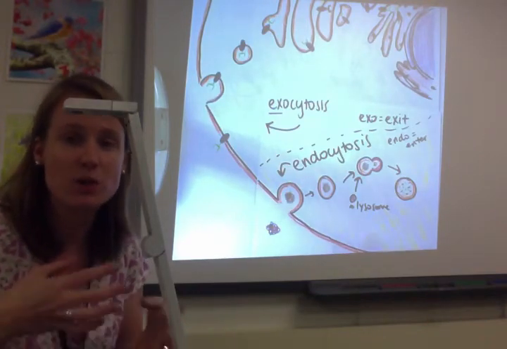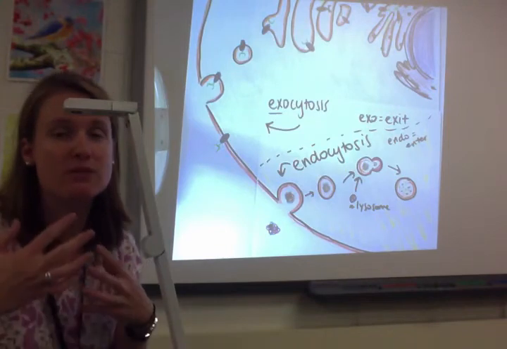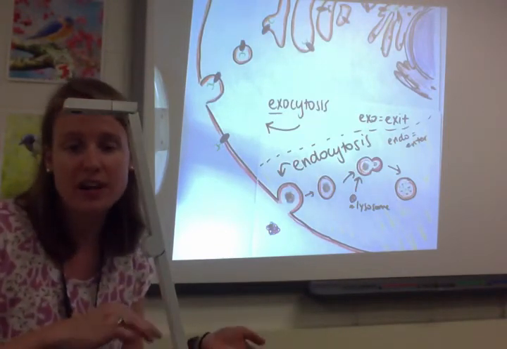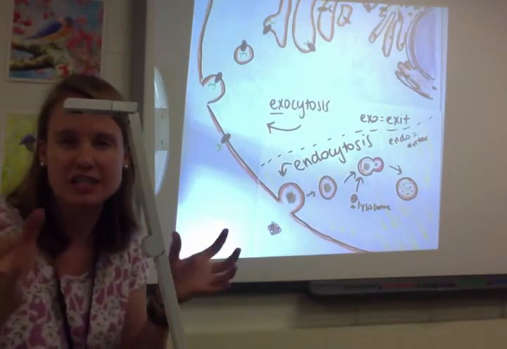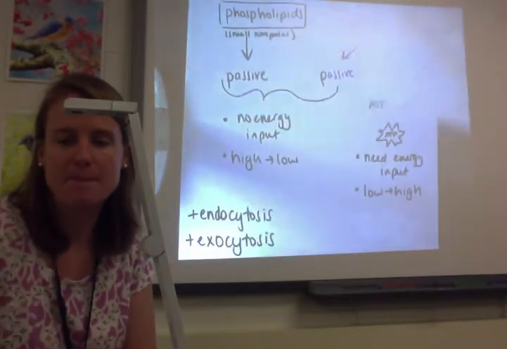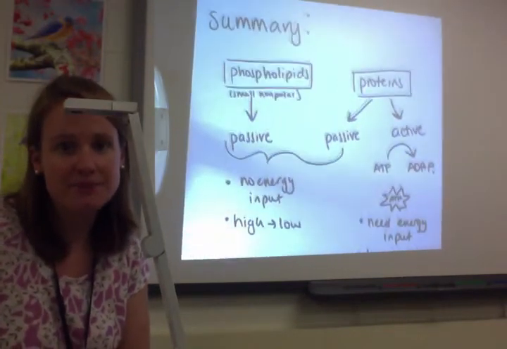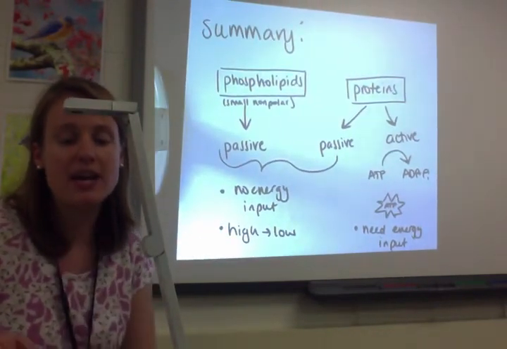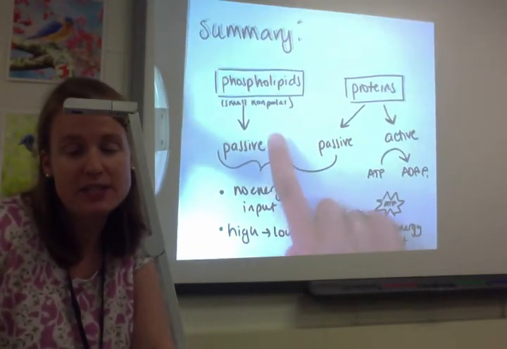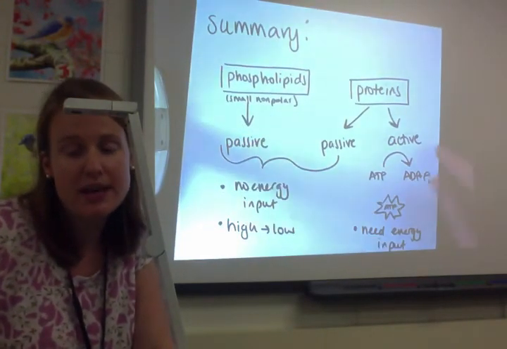So again, these are 2 other types of membrane transport systems, but they're unlike the ones we already talked about. They're kind of a little bit larger scale. So exocytosis and endocytosis. So in summary, we talked about how phospholipids allow for passive transport of small nonpolar molecules.